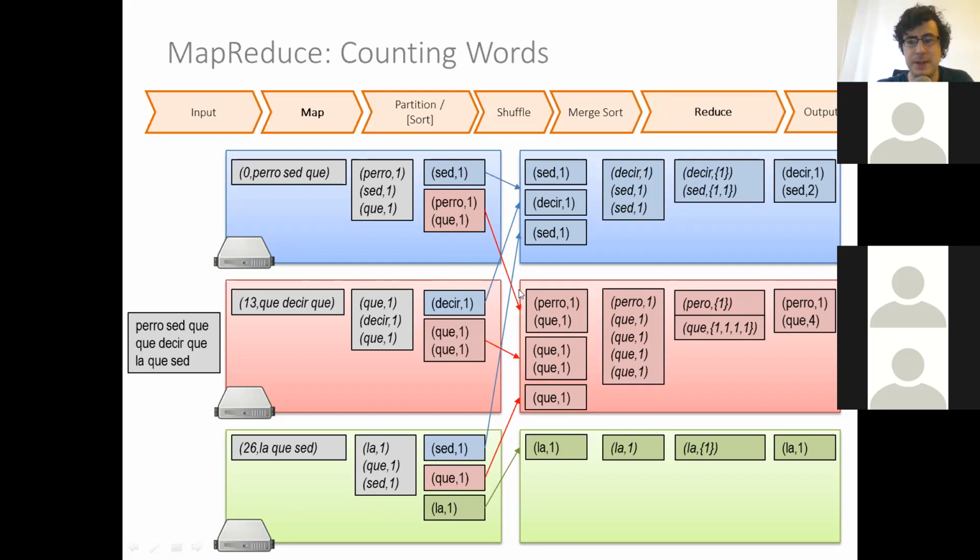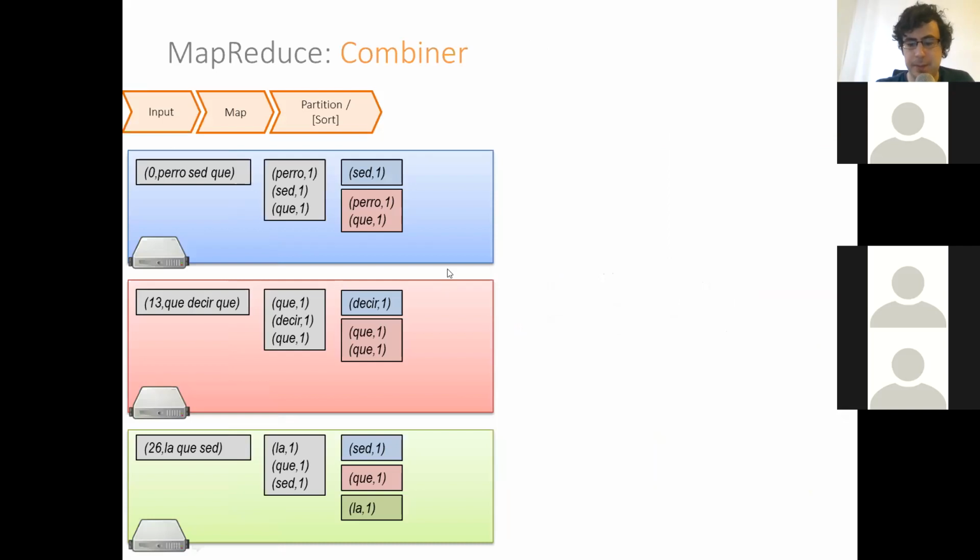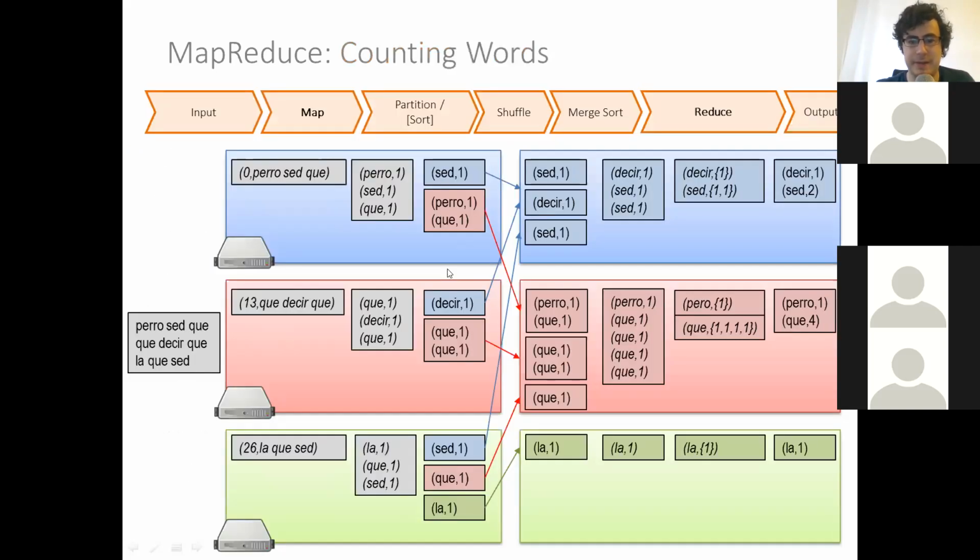Any other questions? Okay, so this is quite important, this concept. If it's clear, there is another element which is optional, which is called a combiner, and it's essentially a way to optimize this process. So how does the combiner work? Let's go back and look at something that's a bit inefficient here.